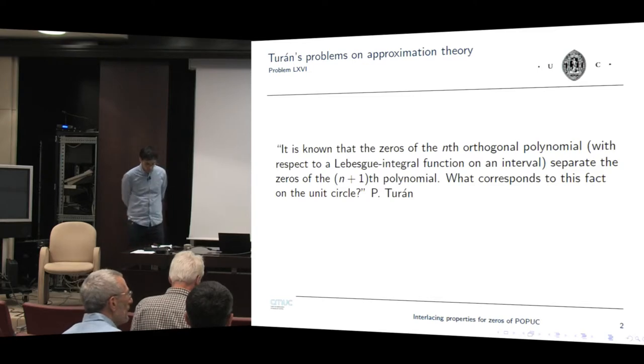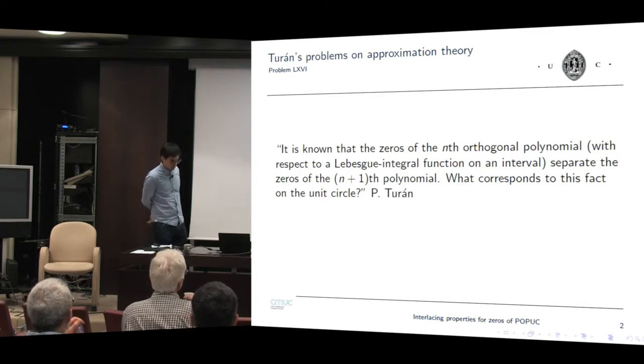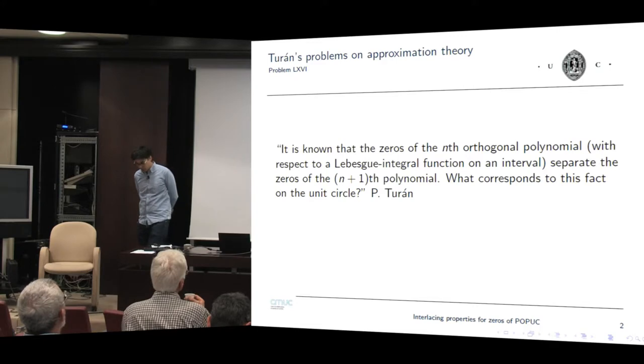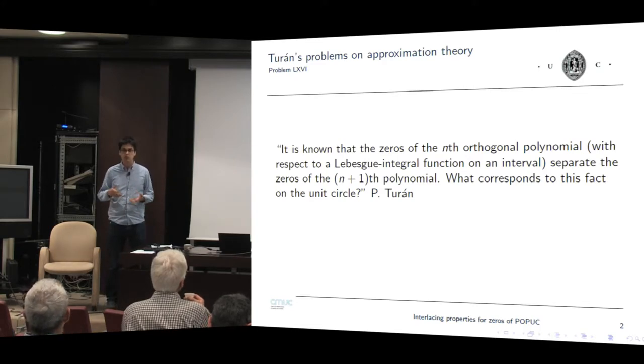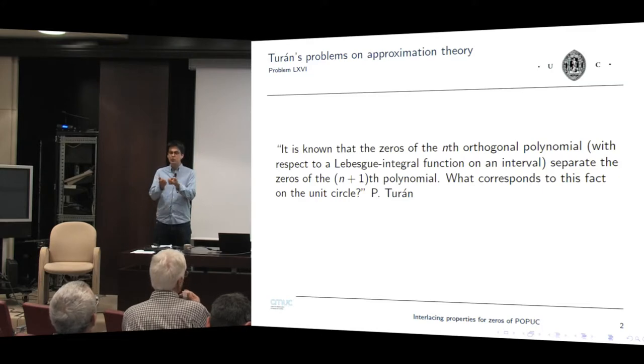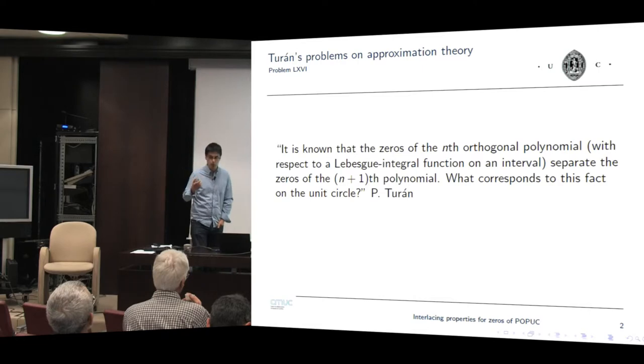Well, so essentially, one of those problems posed by Turan is this one. In the first part, Turan commented on something that is very well known. If we have a sequence of orthogonal polynomials with respect to a measure whose support is contained in a subset of the real line, a good measure, nontrivial, positive, then he commented that the zeros of two consecutive elements of such a sequence interlace. In fact, they strictly interlace. And he asked what corresponds to these facts on the unit circle.